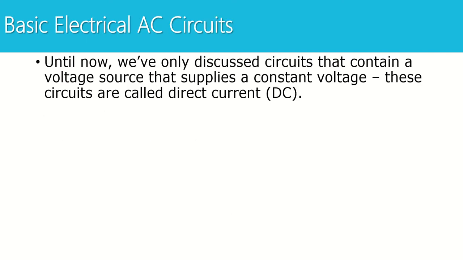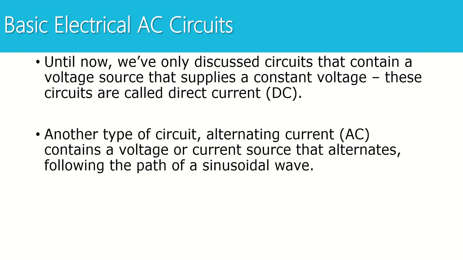So until now in this course, we've only discussed circuits that contain a voltage source that supplies a constant voltage. These are called DC circuits or direct current circuits. Another type of circuit is called an alternating current circuit, and that contains a voltage or a current source that alternates following the path of a sine wave. This is our symbol for an AC source.